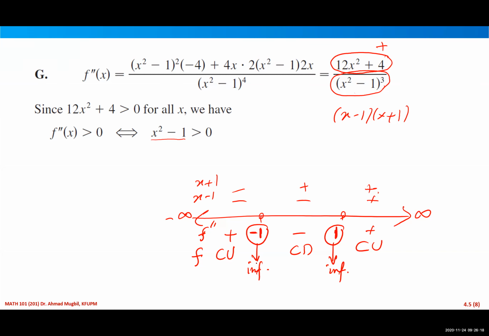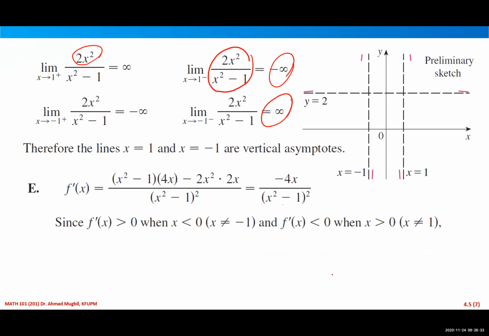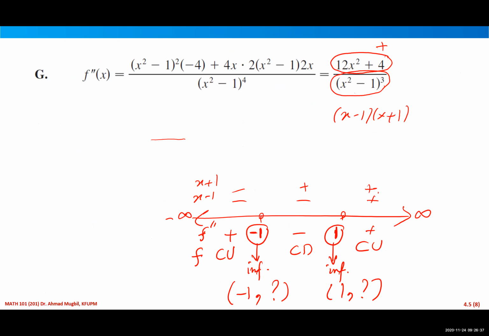Ya shabab, to avoid this mistake, always ask yourself, what is the inflection point? You know the point will be x and y. What is y? You cannot find it. Because the function, ya shabab, here is the function. The function is not defined at 1 and -1. So there are no inflection points here, ya shabab.